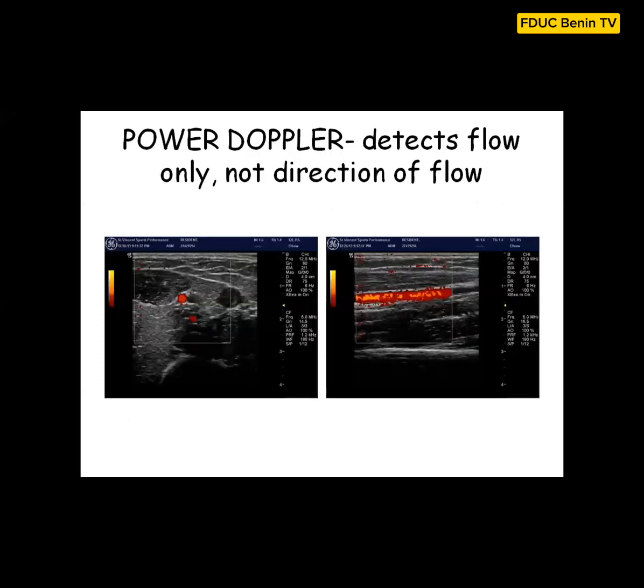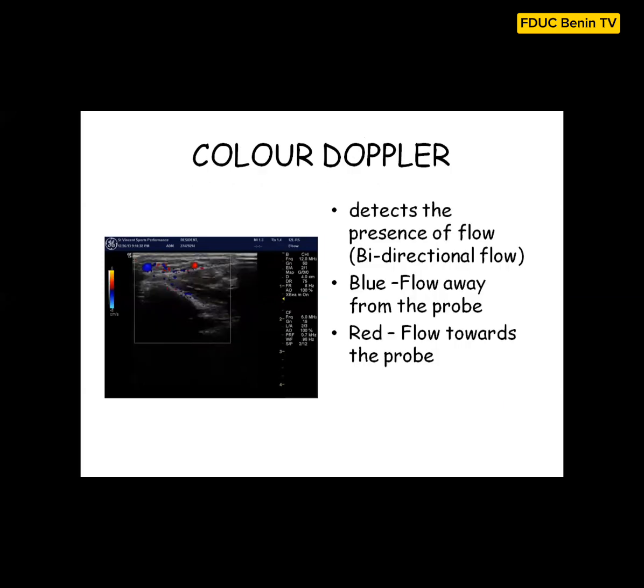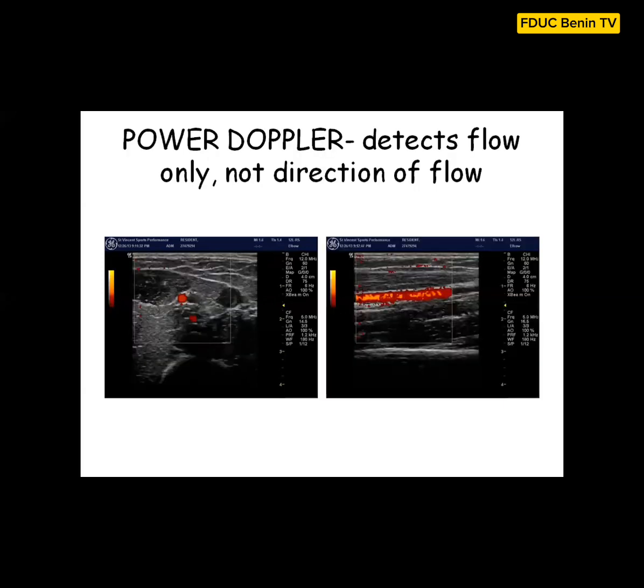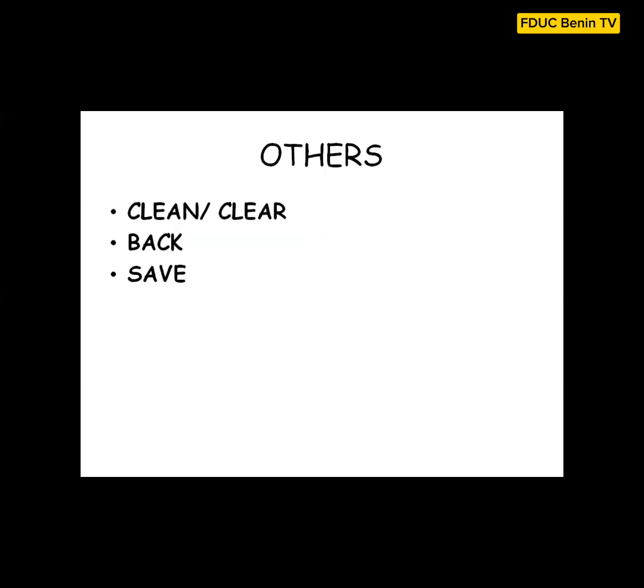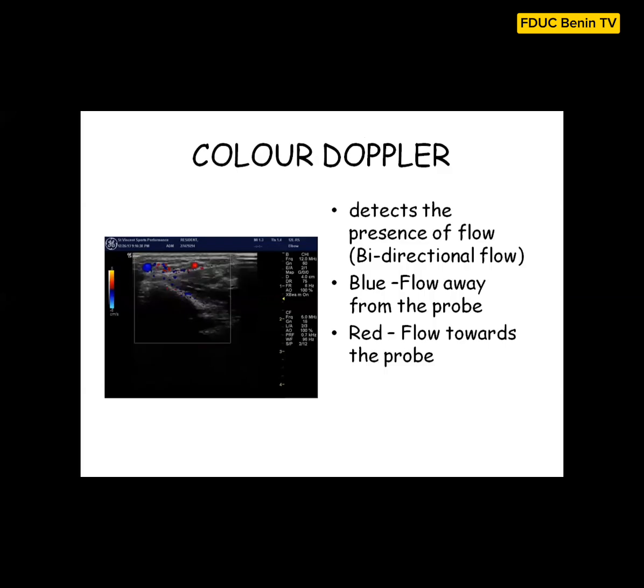Most machines also have Doppler facilities. So you see the knob. If you are doing Doppler, then you click on Doppler, power Doppler. That helps to detect flow only, not the direction of flow. I don't know whether we're going to do all that for now, but just know that some machines have these facilities. Most new machines have all these facilities for Doppler.